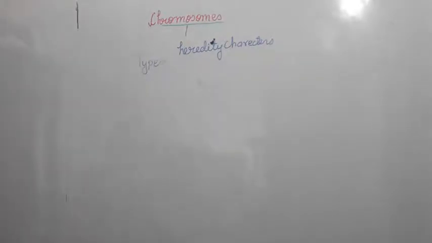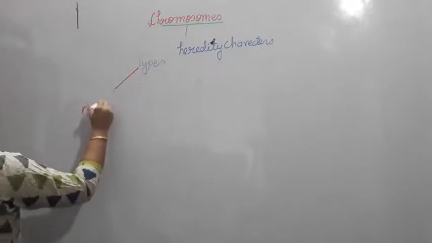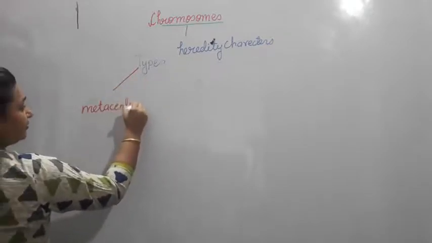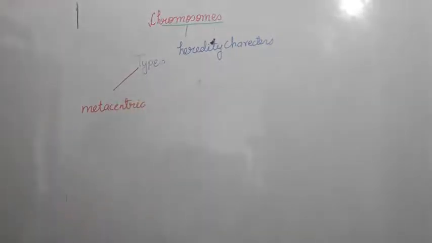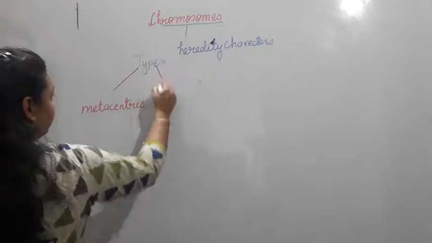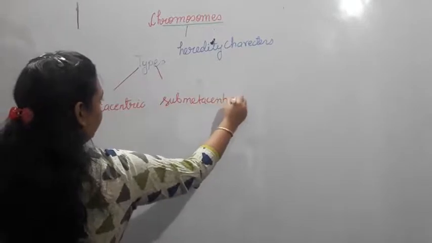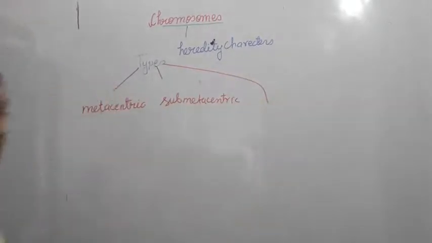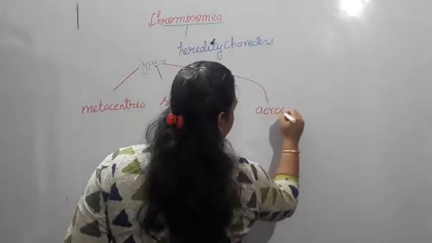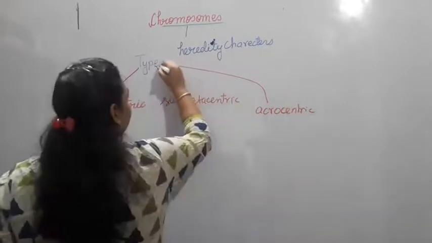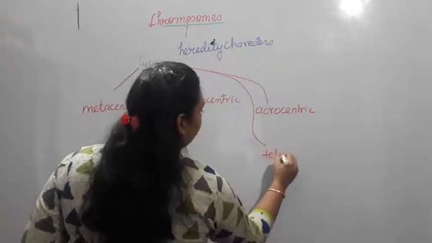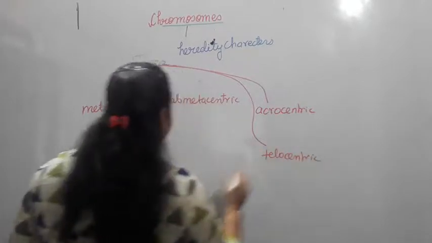So on the basis of the position of the centromere, these are divided. For example, metacentric is one of the types. Then there is submetacentric. Okay, so metacentric, submetacentric, then acrocentric, and there is a telocentric. We'll see them one by one.